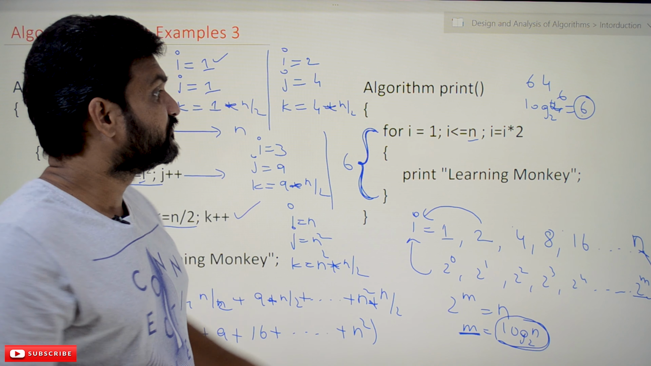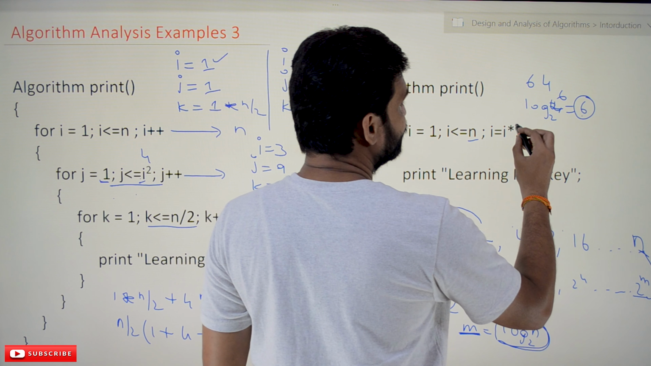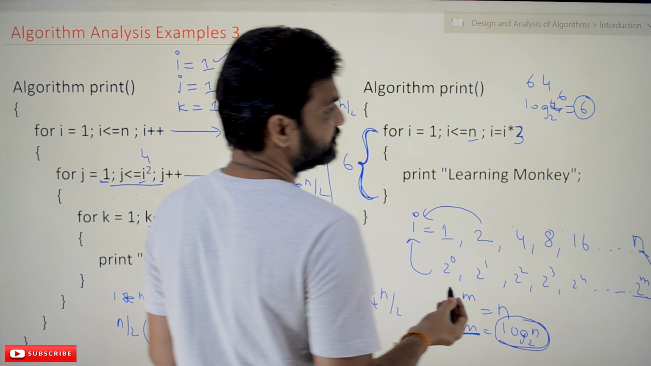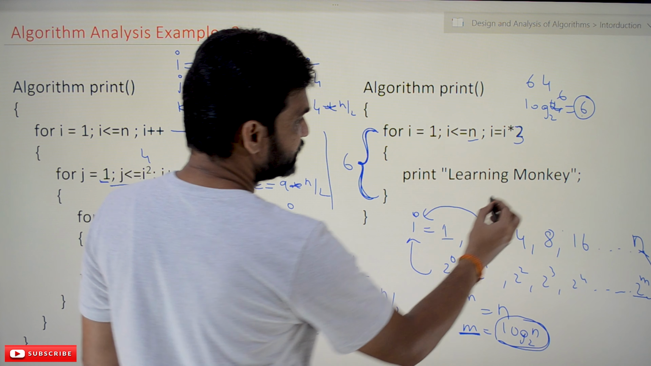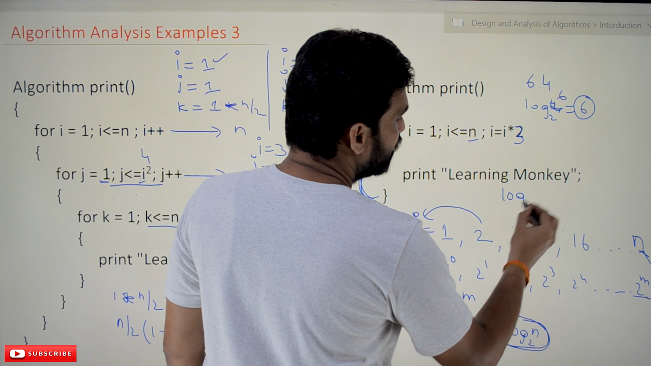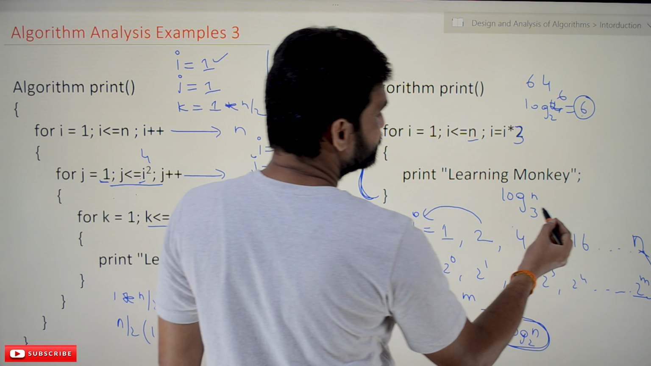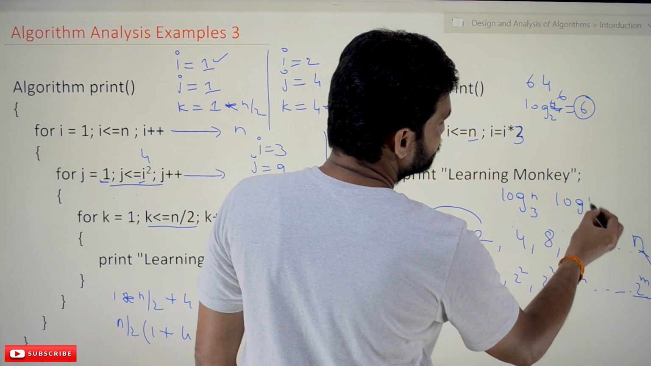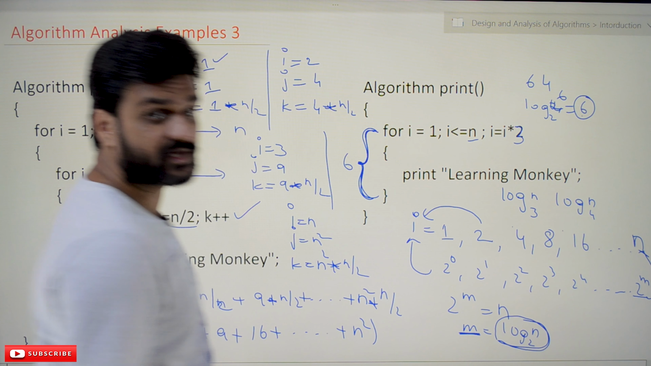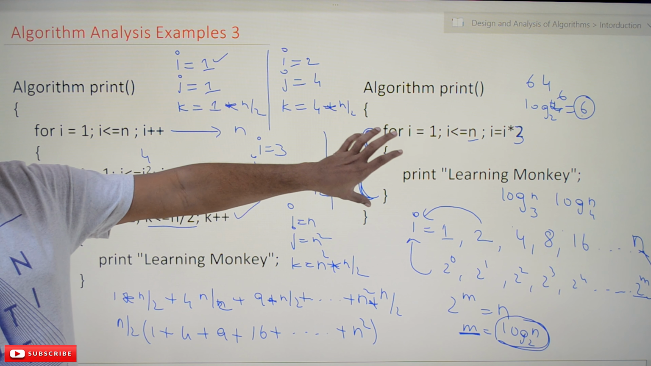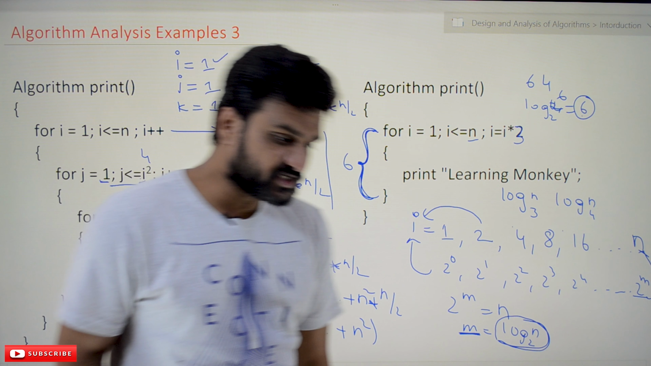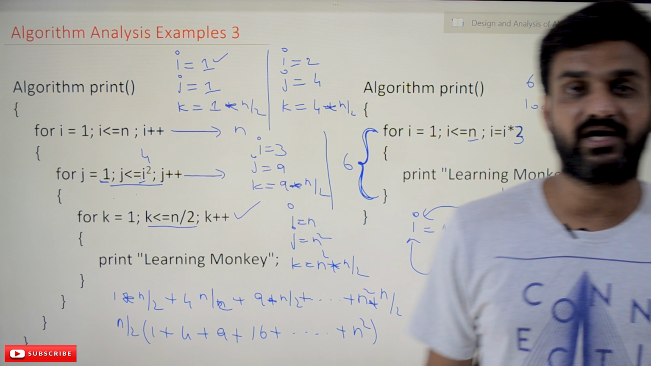Now for example, if we have i is equal to i into 3, then it is going to be log n base 3. I into 4 means log n base 4. This is how the things will be. So these are some of the examples on algorithm analysis.